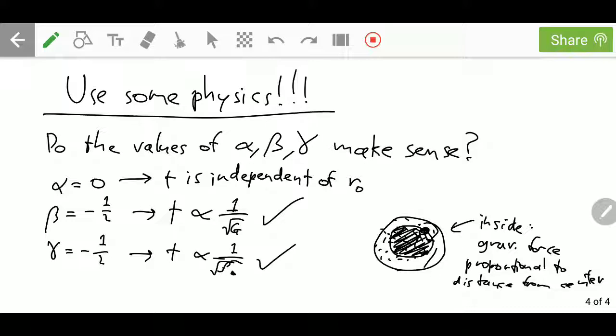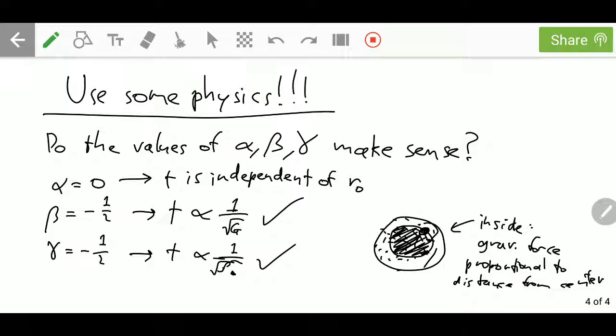And so the gravitational force will be proportional to the distance from the center. Basically, gravity would fall off as 1 over r squared, but it would increase as r cubed because the mass inside this sphere, the sphere that actually counts, would be proportional to r cubed. And so thus the gravitational force would be proportional to the distance from the center.